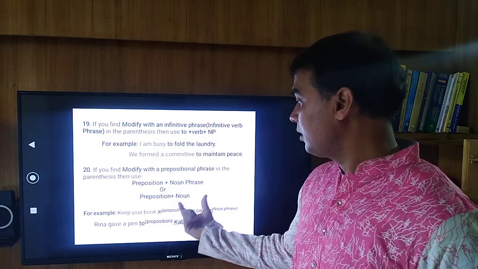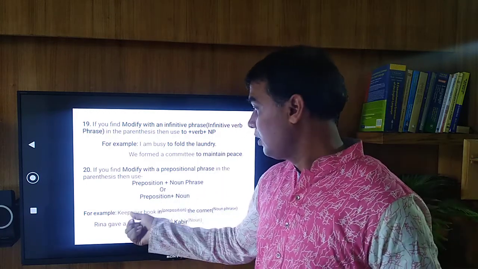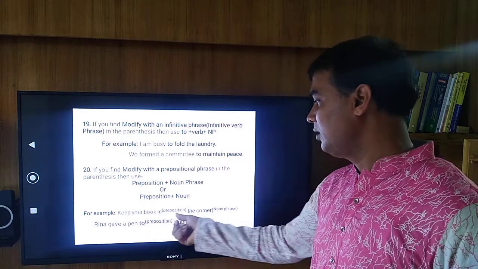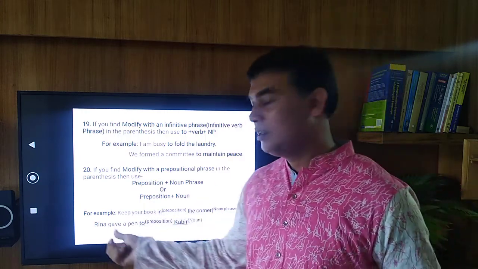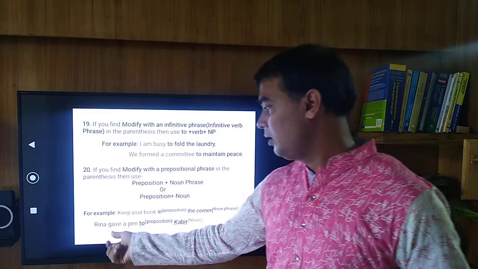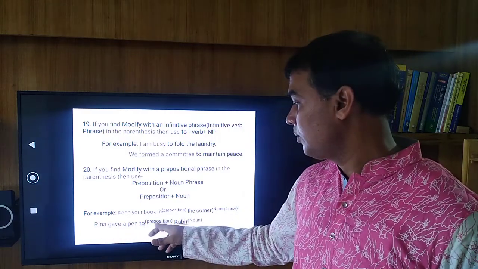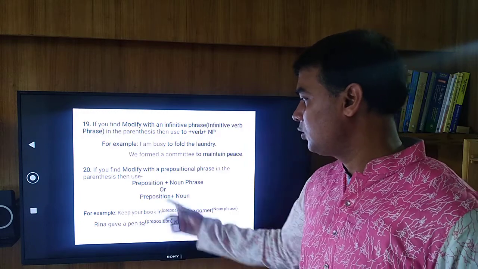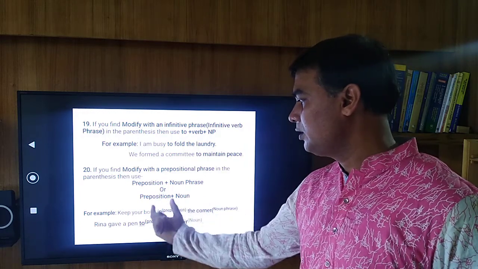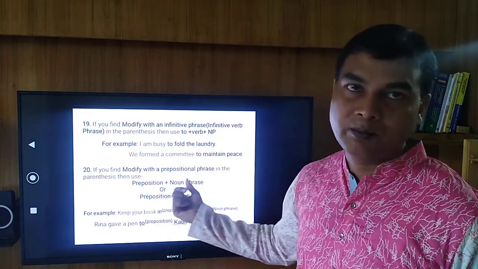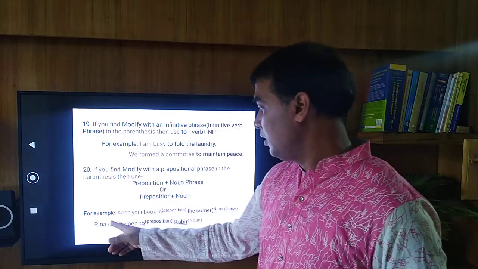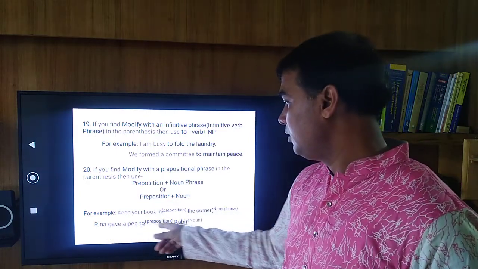We can construct a prepositional phrase. Keep your book in the corner. In the corner, this is a prepositional phrase. And in the second example, Rina gave a pen to Kabir. Here, to, this is a preposition, and Kabir, this is a noun. So preposition plus noun. Combining this preposition and noun, we can construct a prepositional phrase. Rina gave a pen to Kabir.